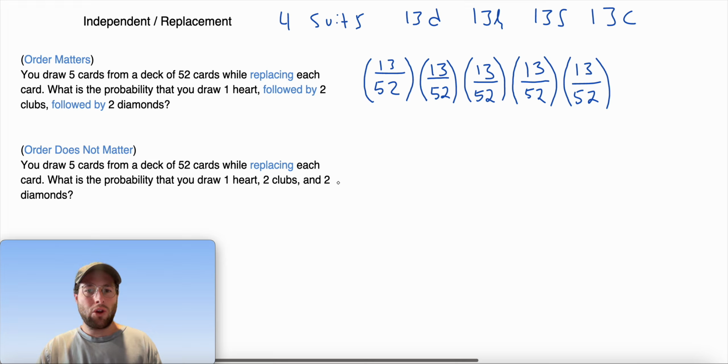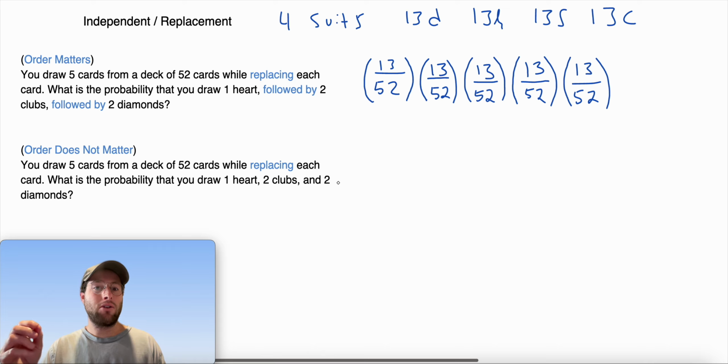Okay, so one thing I want to say here is that when we talk about order matters and order does not matter, I think it can be a bit confusing, in that order does matter in a sense when you're calculating probability because we're looking at a particular arrangement, like in the first example, where we're drawing 1 heart followed by 2 clubs followed by 2 diamonds. So that's the arrangement we're looking at: heart, club, club, diamond, diamond.